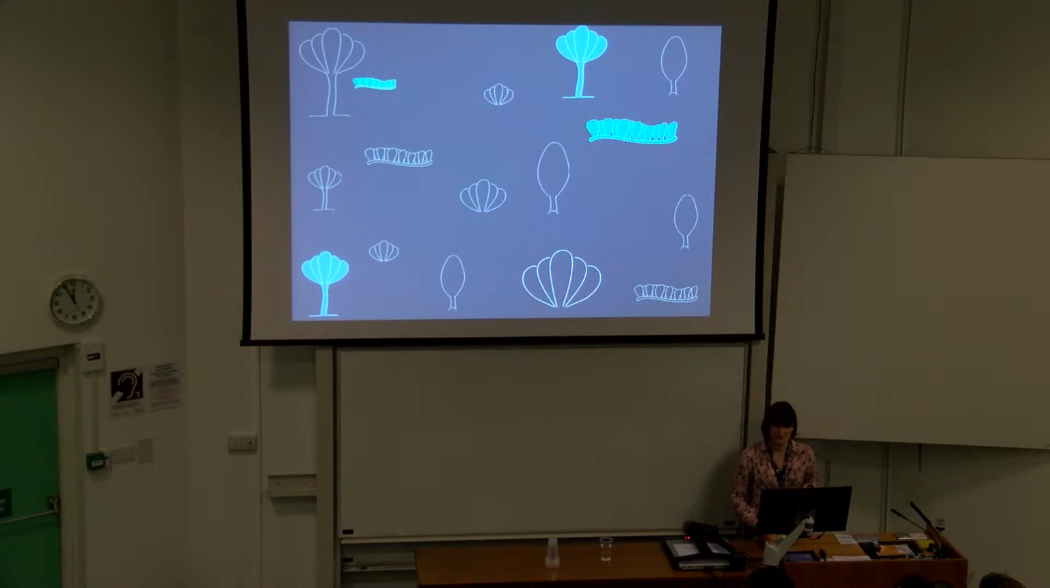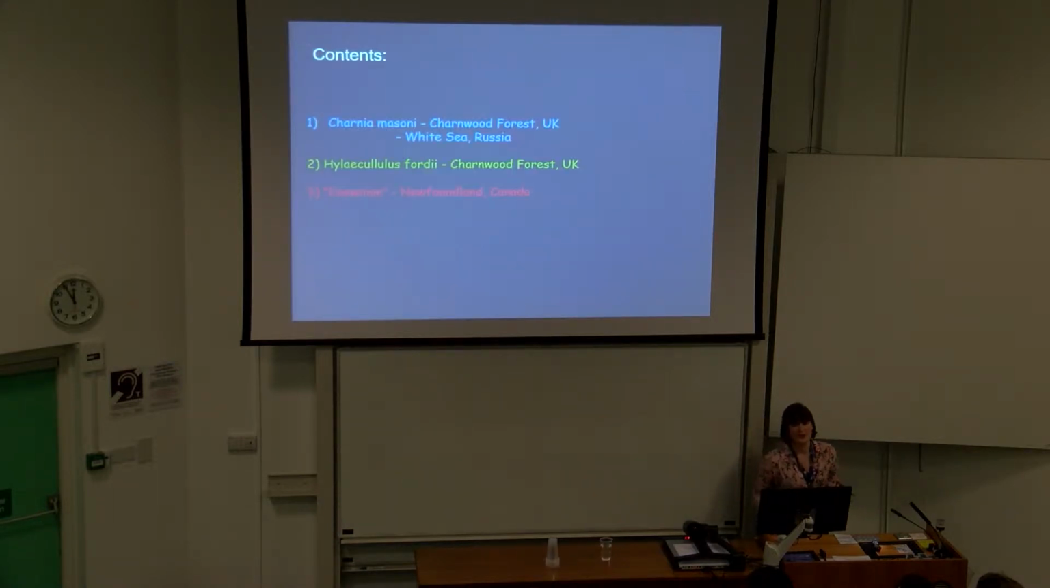And so today I'm going to be talking about a few projects I've either led or been involved with during my PhD. So the first is looking at Charnia masoni in collaboration with Dmitriy Grazhdankin in Russia. The second is looking at Hylocolulus fordi, a new rangeomorph from Charnwood Forest, which was led by Charlotte Kenchington. And the third is an undescribed rangeomorph from Newfoundland, which we're calling Eoelanon for the time being. And then I'll talk a bit about what this means about producing a homology scheme and what we can say about where these organisms might sit in the tree of life.